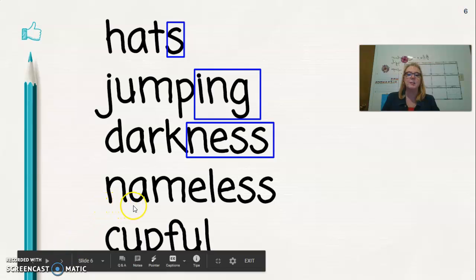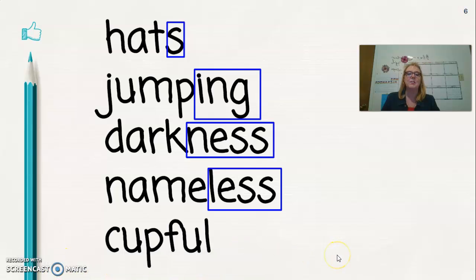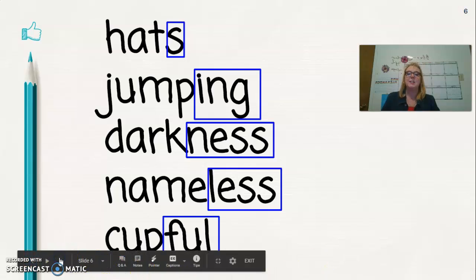This word? This one is less. And the last word. What is the suffix you see there? Did you say full? Excellent. All right, let's talk about each of these suffixes now.